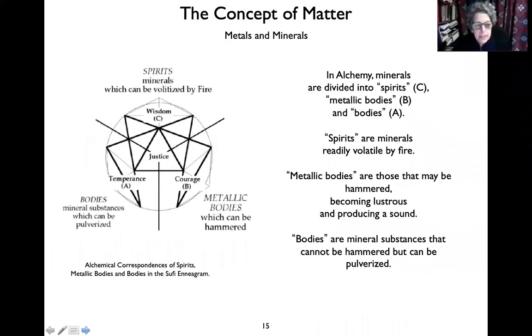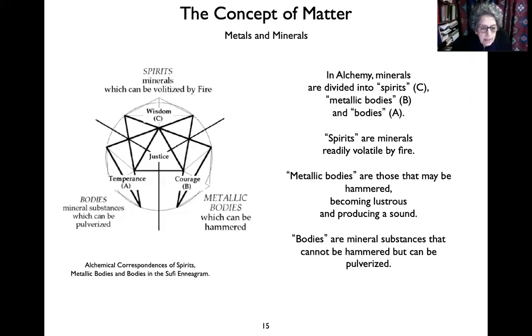So we're still looking into the concept of matter, and we can look at it in terms of alchemy, kimyogari, in which minerals are divided into spirits, and that's not the root, that's a different concept. Spirits, metallic bodies, and bodies. Spirits are minerals readily volatile by fire. Metallic bodies are those that may be hammered, becoming lustrous and producing a sound, whereas bodies are mineral substances that cannot be hammered, but can be pulverized and made into dry powder.